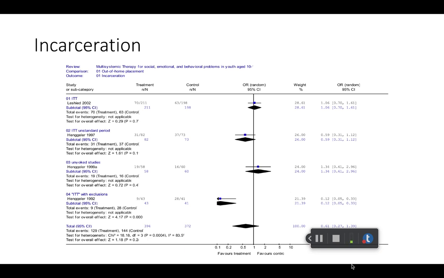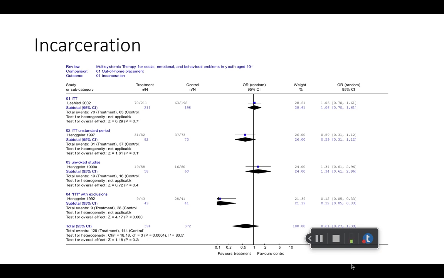The third study shows a result that suggests that the MST had higher rates of incarceration. Again, it's not statistically significant. And the fourth study shows that the MST group had statistically less incarceration than the control group because it's not crossing the line of no difference.